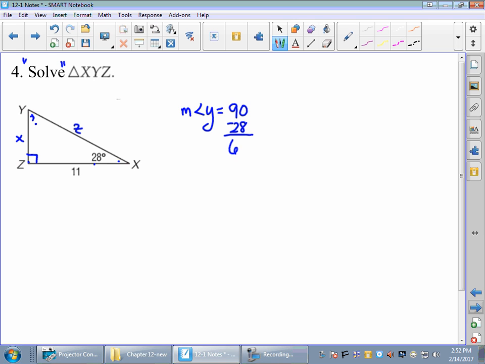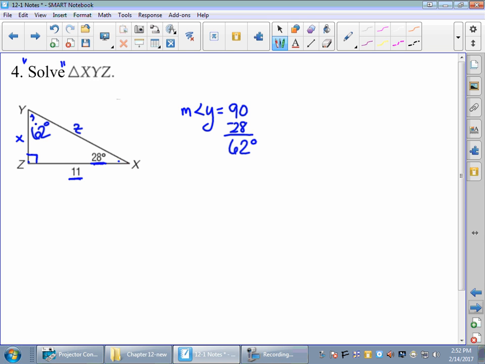62 degrees. That's the easiest way to find that angle. Now, I can use that angle, but here's the problem with using one that you found. Sometimes we don't have a choice. If you use an angle that you find, what if it's wrong? Then everything that you find after that is wrong. So let's just stick with the 28, stick with what we're given, and the 11.